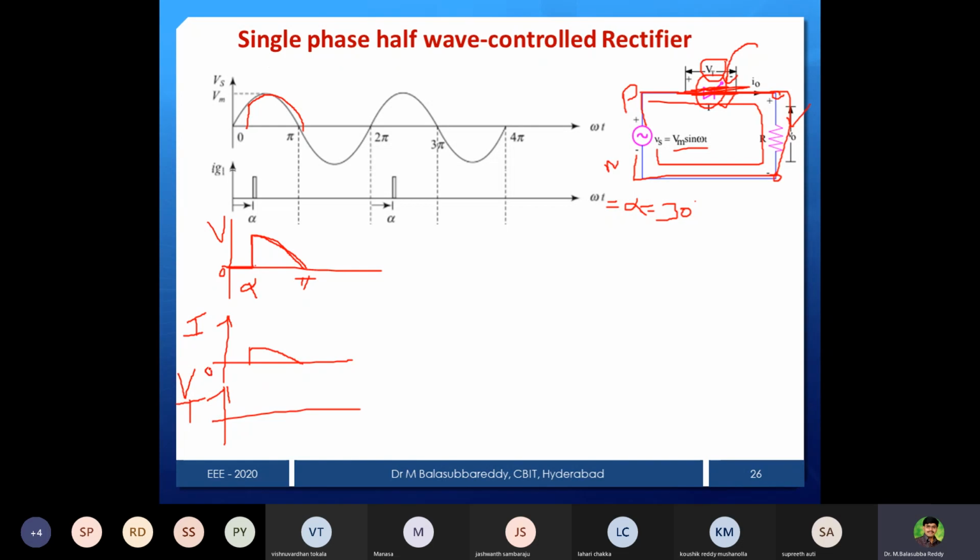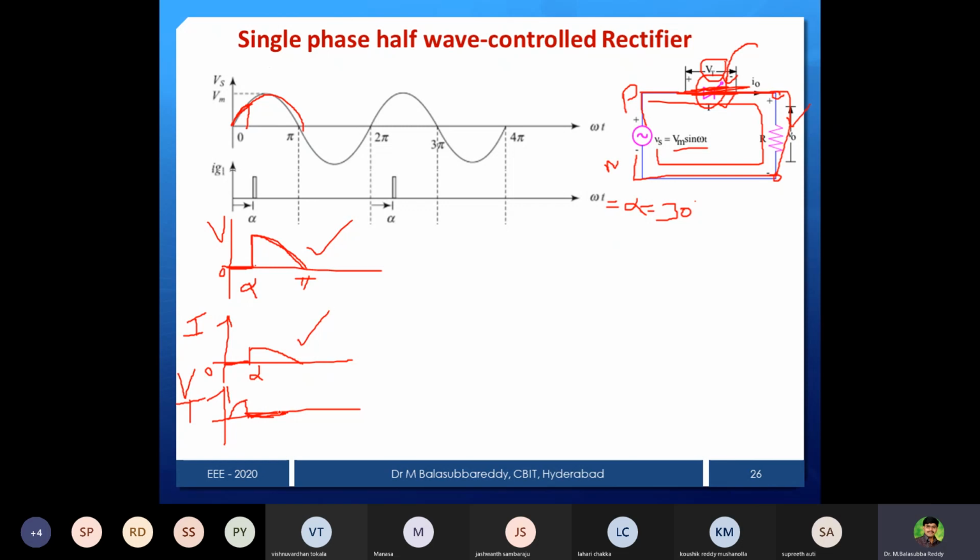Now, as you are aware, from 0 to alpha, the thyristor is in off state. That's why output voltage is 0. But what about the voltage across the device? Same as the source. So now we simply redraw the source up to alpha. From alpha onwards, what will happen? The thyristor is conducting. So output voltage and current are flowing, but voltage across the device is 0.